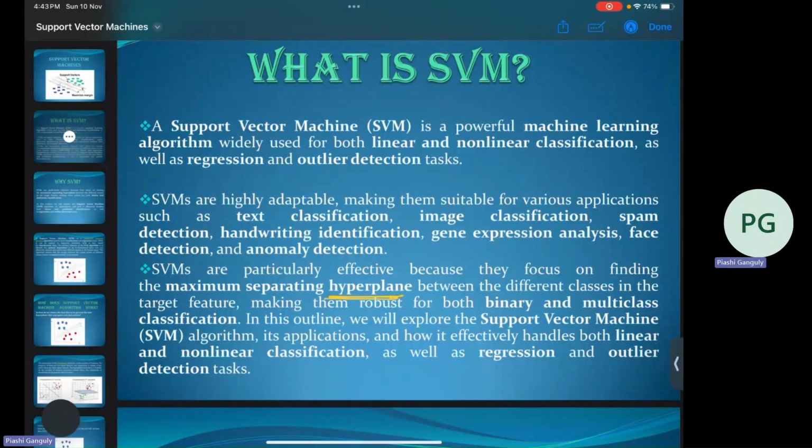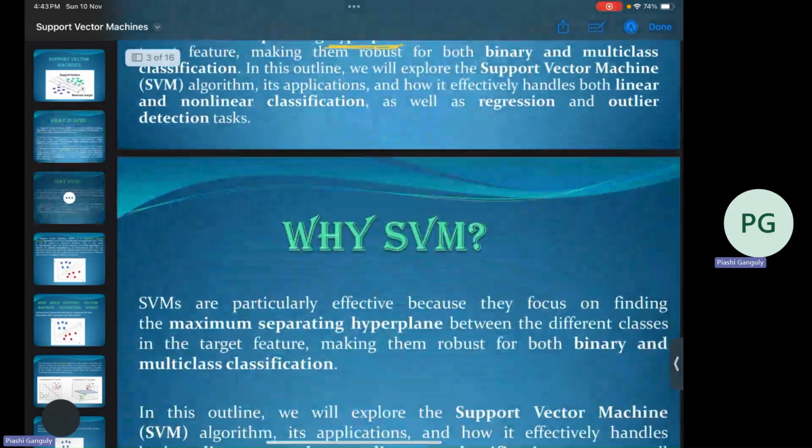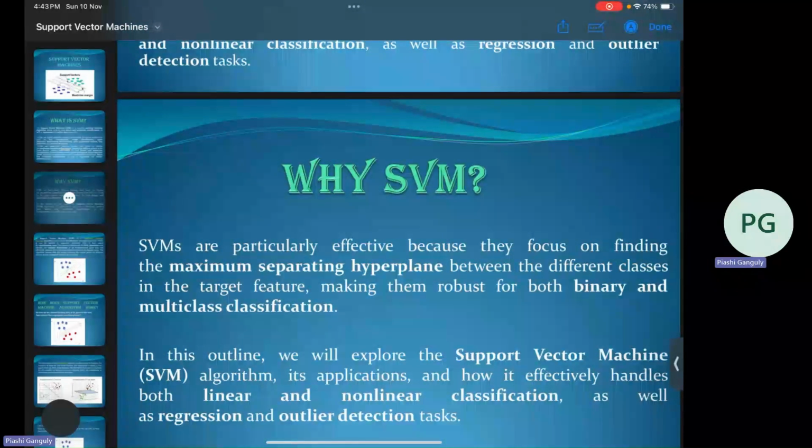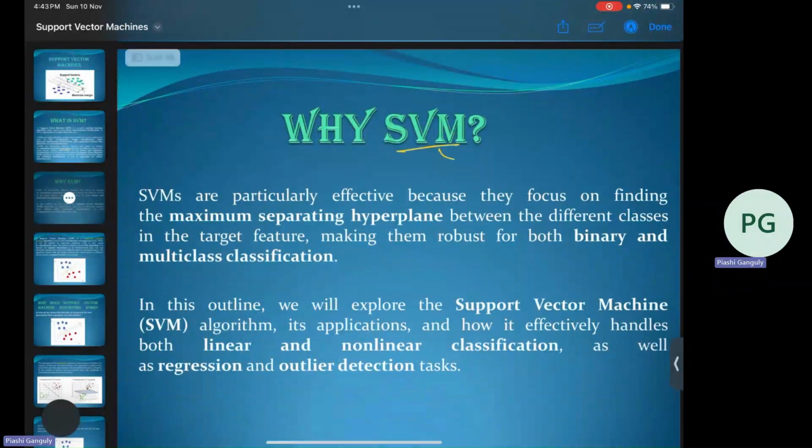So, a support vector machine is basically a supervised machine learning algorithm. What do we mean by a supervised machine learning algorithm? We know that machine learning algorithms can be classified into two categories. One we call supervised, and the other is unsupervised machine learning. Supervised machine learning is the kind of problem where we have our features and the labels intact with them.